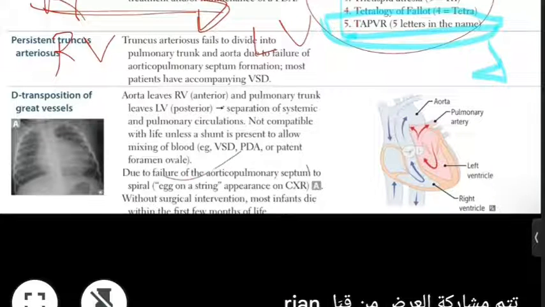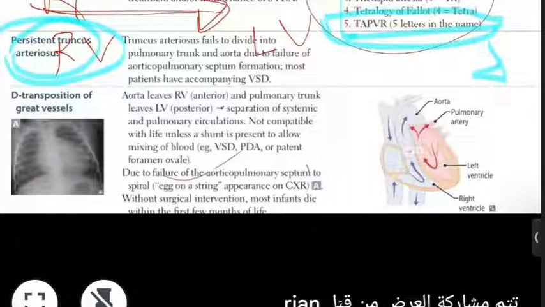Now, the first one is truncus arteriosus. What is truncus arteriosus? A persistent truncus arteriosus is when the truncus arteriosus fails to divide into the pulmonary trunk and aorta. If you remember, we talked about this in the embryology part, because all of these are congenital heart diseases. Now here in pathology, what is the cause of this problem?